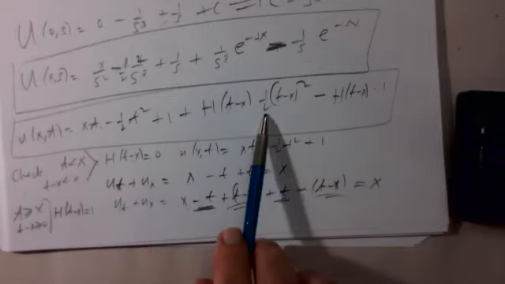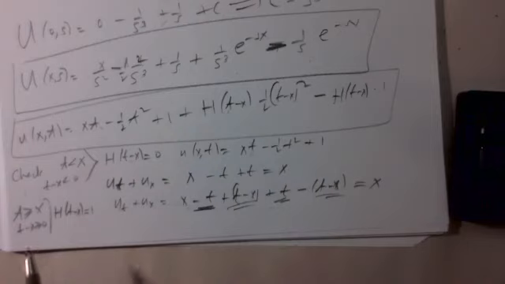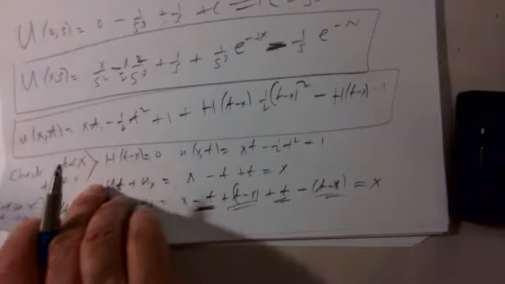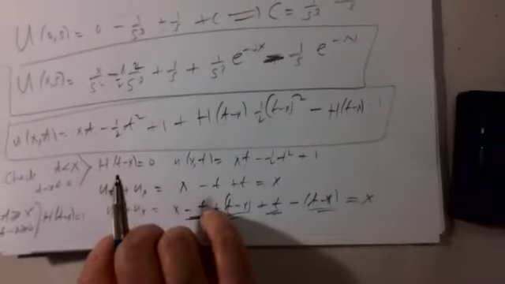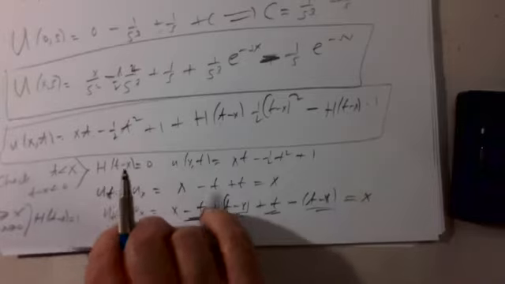Plus a half t squared minus 1. Everything cancels. So the initial conditions are satisfied, but it does require a little bit of careful checking using the properties of the Heaviside function. Okay. Any questions about this?